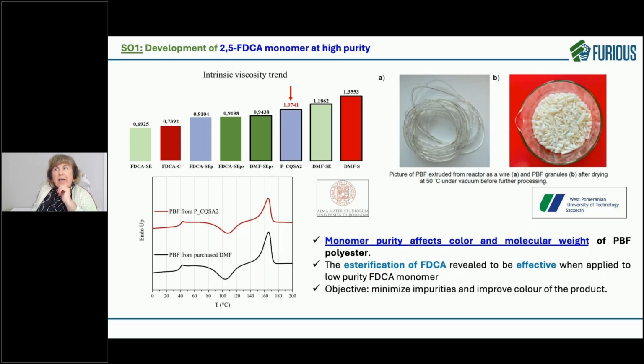We saw that the effect is particularly big in the case of a starting monomer with a low degree of purity. The effect is less important in the case of a diacid with quite a high degree of purity. In any case, the esterification reaction proves to be an efficient tool to improve the purity of our starting monomer, and so we are able to obtain final polymers that are colorless and with high molecular weight.